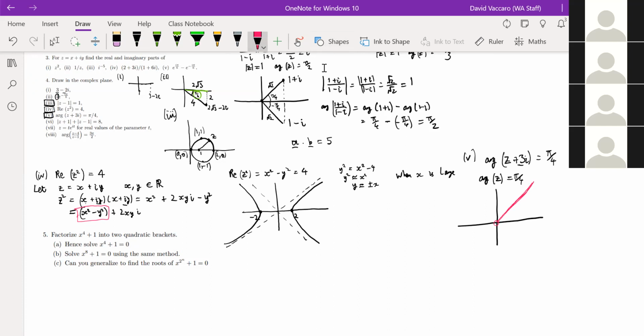The fact that we've got the z plus 3i term, if you think of function transformations, that's the same as translating by negative 3i. Okay, so we've got a half line through negative 3i.